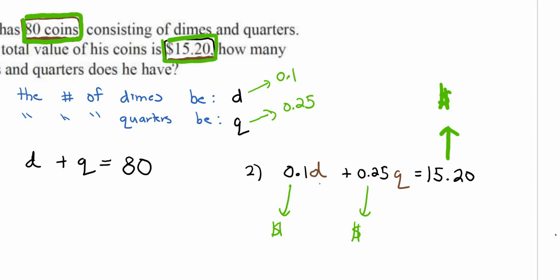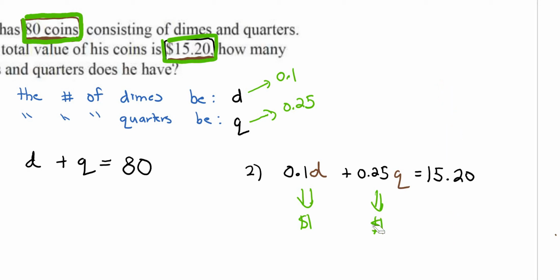Hopefully that makes sense now, because if I have 6 dimes and multiply that by 10 cents, that gives me 60 cents. So that whole expression gives me a dollar value. Likewise, if I have 2 quarters and multiply that by 25 cents, that gives me 50 cents, which is a money value. So this expression is money, this is money, and this is also money. That's how you create your second equation.